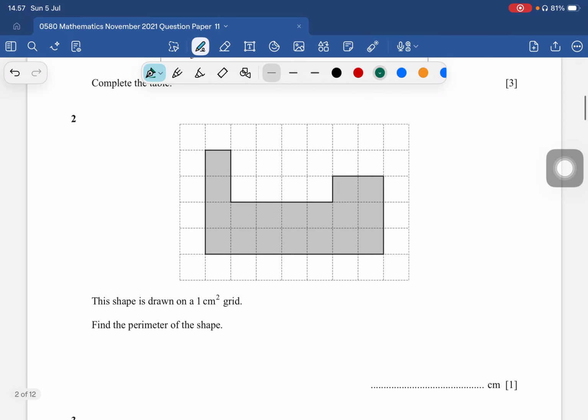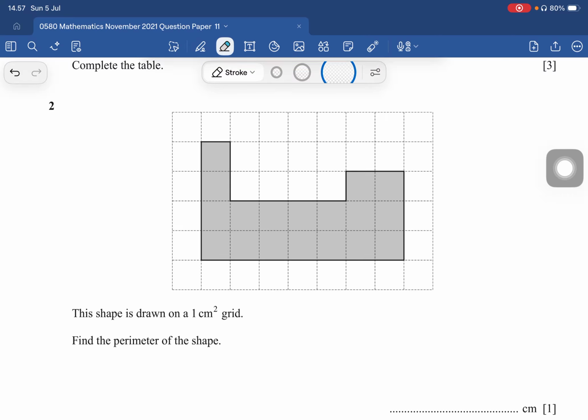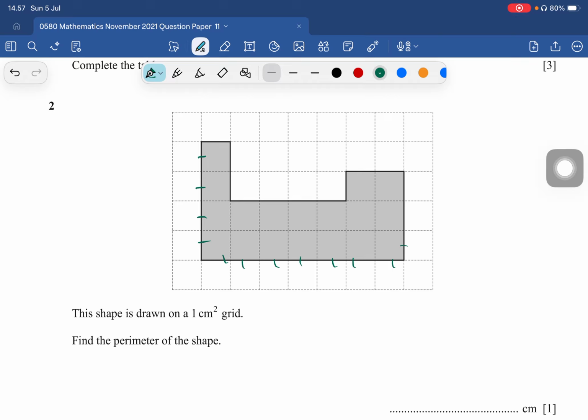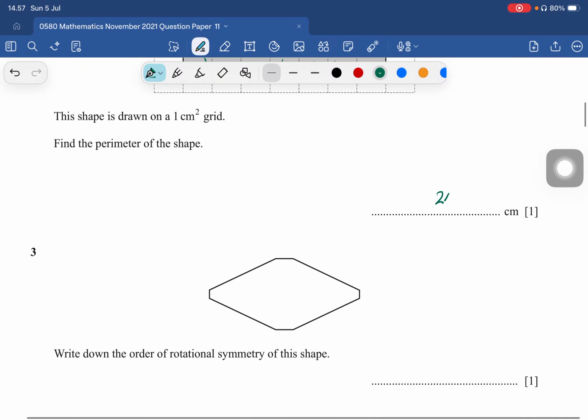Number 2. Find the perimeter. Here is the perimeter, we can just count it. 1, 2, 3, 4, 5, 6, 7, 8, 9, 10, 11, 12, 13, 14, 15, 16, 17, 18, 19, 20, 21, 22, 23, and 24. So we get 24 centimeters.